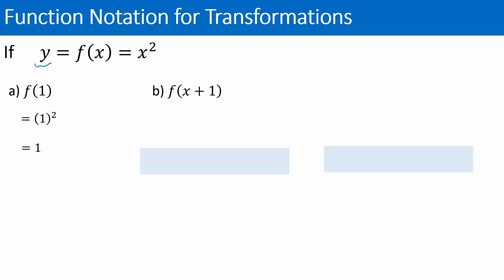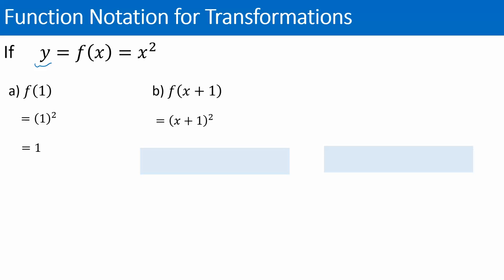But if I gave you f of x plus 1, that means exactly the same thing. See, f of 1 meant sub 1 in. Then f of x plus 1 means sub x plus 1 into x. You're just replacing that. That's all it means. So, this is what you should have.